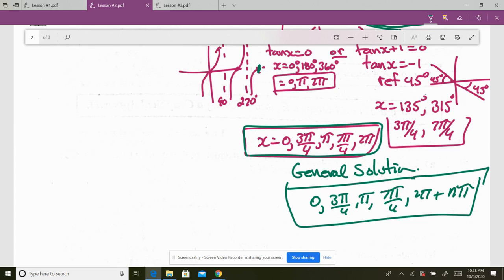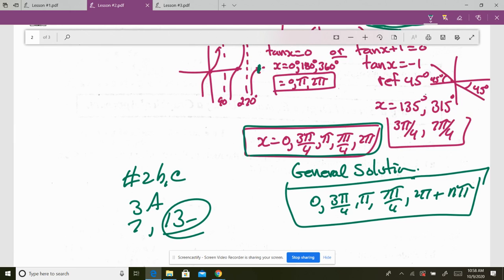Okay, practice. Number 2, B and C, 3A, it's number 7. And just because you're my favorite class, number 13. If the building doesn't collapse.